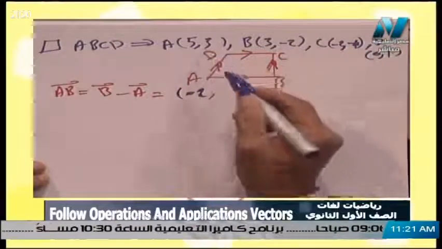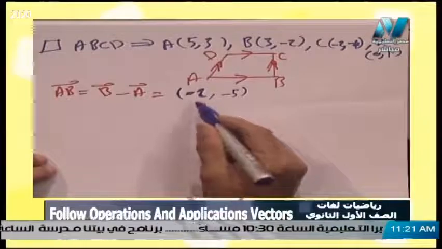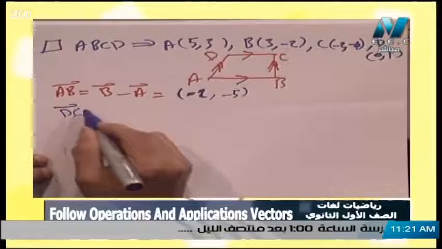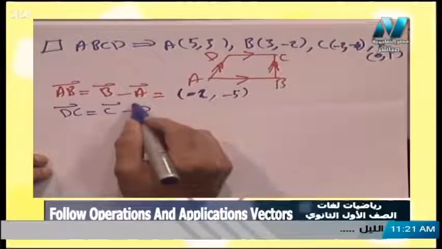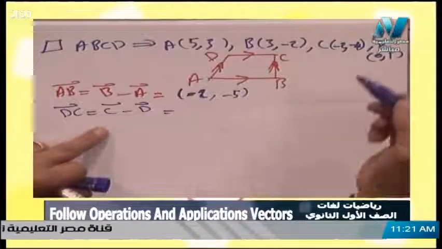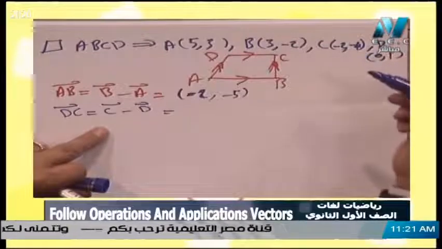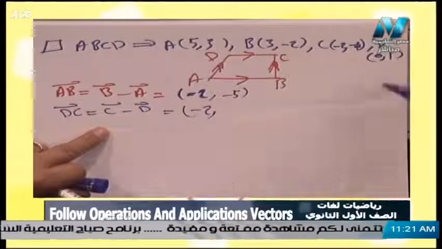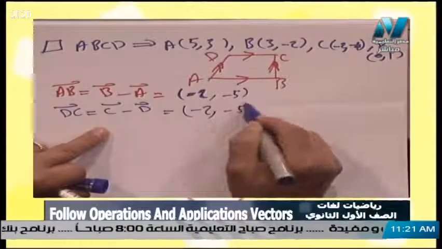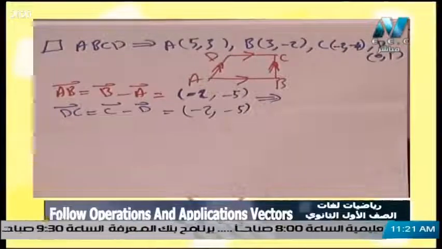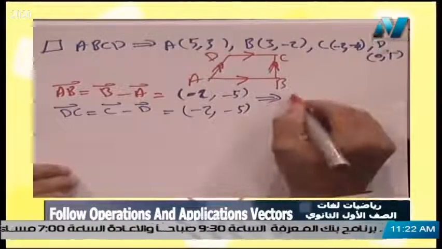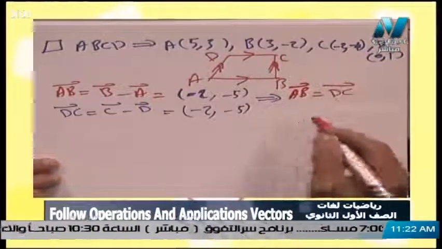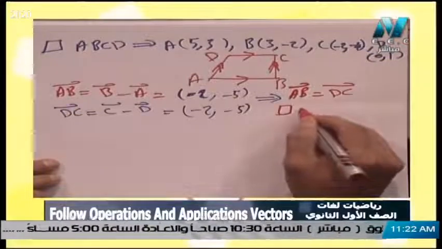Negative 2 minus 3 equals negative 5, so it's negative 2 and negative 5. And the vector DC, which is C minus D: negative 2 minus 0 equals negative 2 also, and negative 4 minus 1 equals negative 5. We have succeeded to prove that the vector AB equals the vector DC. So the quad now is a parallelogram.